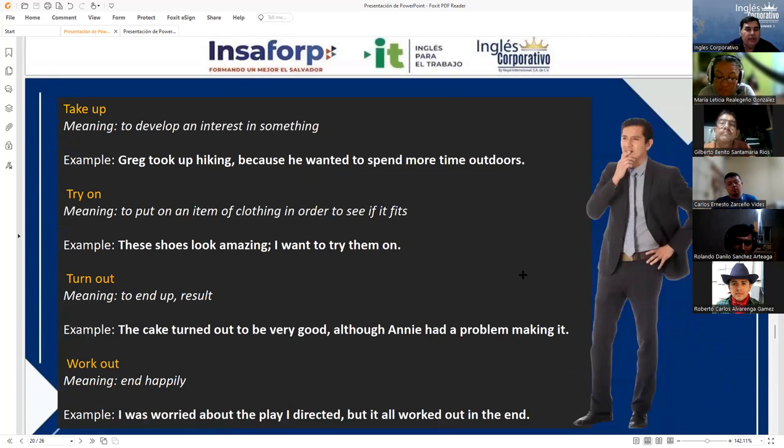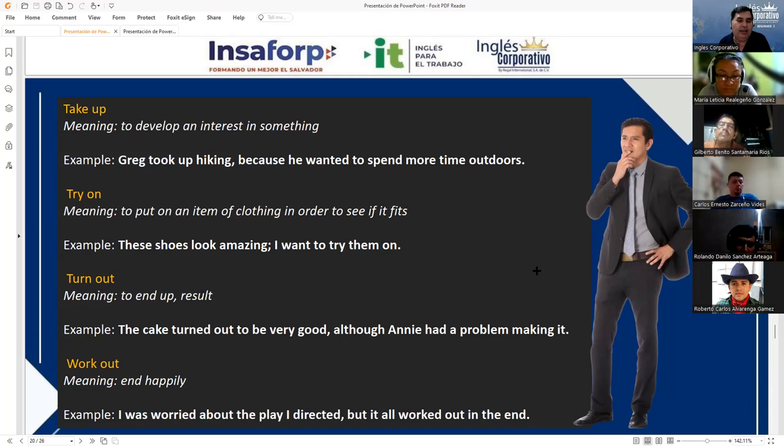Take up, meaning to develop an interest in something, like you have a new hobby and you begin practicing the new hobby, you take it up. Greg took up hiking because he wanted to spend more time outdoors. Means Greg began hiking as a practice, right? So try on, meaning to put on an item of clothing in order to see if it fits. These shoes look amazing. I want to try them on.